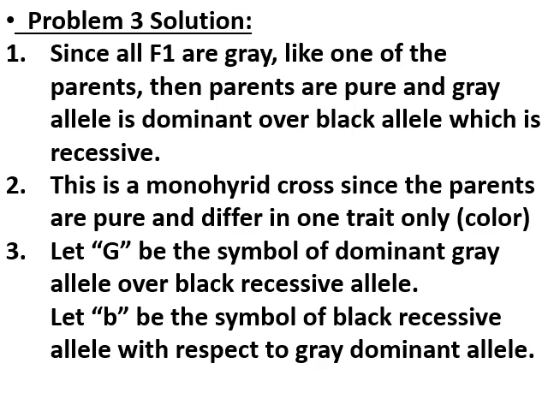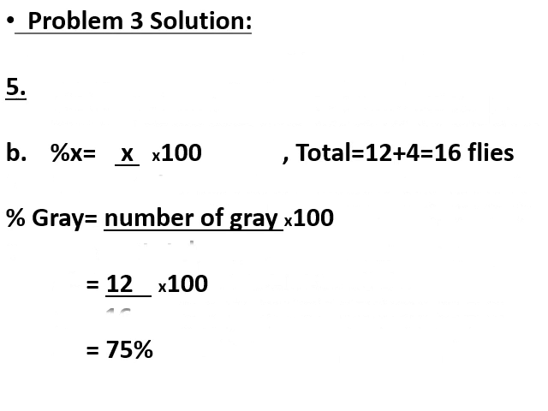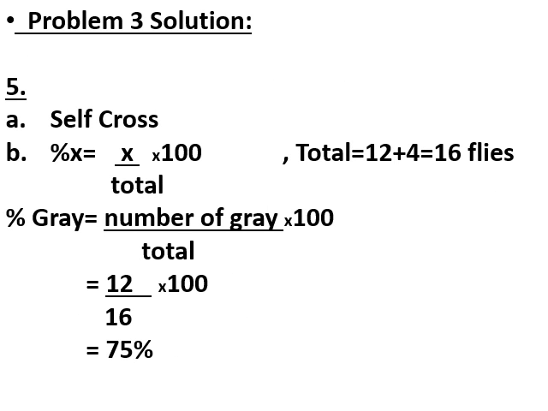Part 3, give the symbols. Let G capital be the symbol of the dominant gray allele over the black recessive allele. Let B small be the symbol of the black recessive allele with respect to the gray dominant allele. Part 4, factorial analysis. You have to know this. Moving to part 5. Part 5 is called a self-cross.